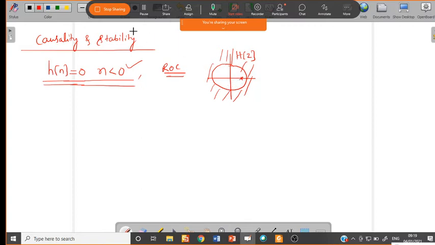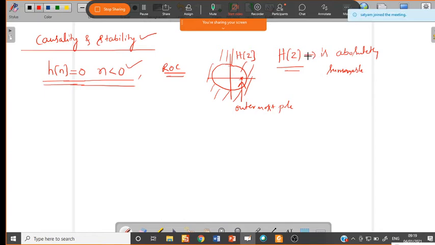So now how can we say the stability? As I said, whatever poles there are, if the ROC exists greater than the outermost pole, say for example this is the outermost pole, then we can say that the system is stable. Or we can say if h of n is absolutely summable, then also we can say it is stable.